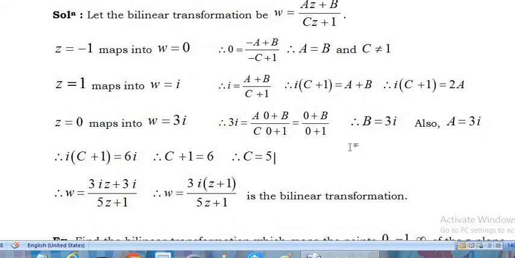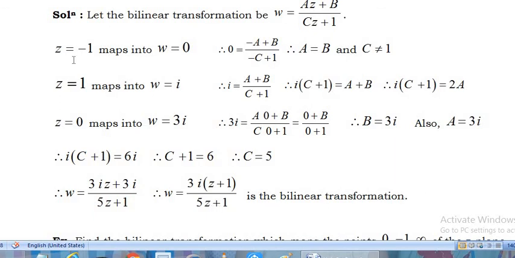Thus here w equal to (az plus b) upon (cz plus d), that is (3i times z plus 3i) upon (5z plus 1). Therefore w equal to 3i times (z plus 1) upon (5z plus 1) is the bilinear transformation.